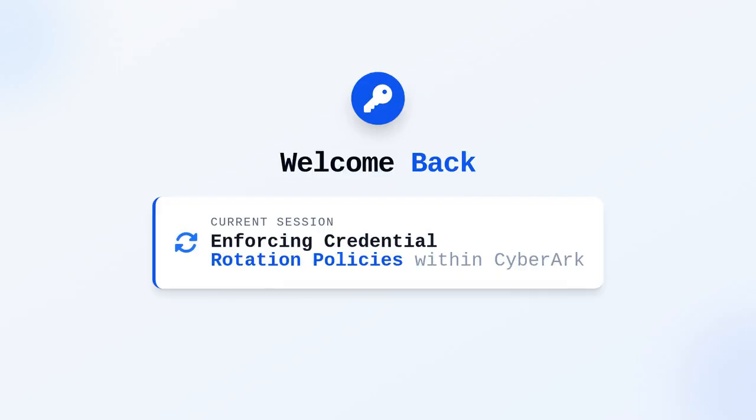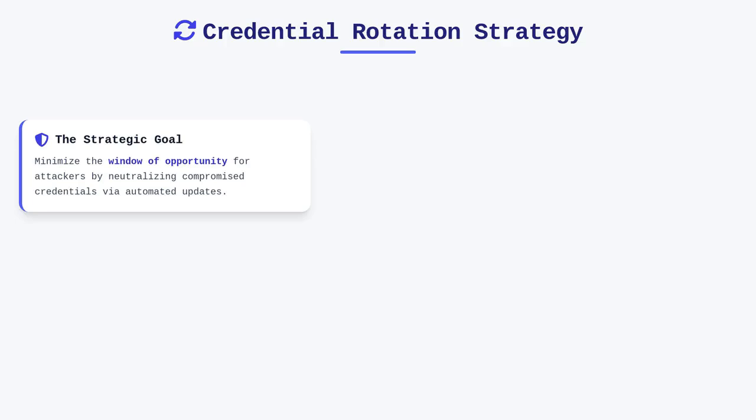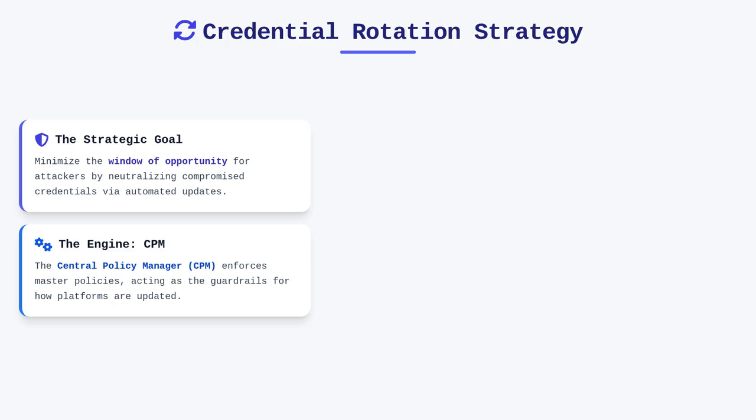Welcome back. In this session, we will examine the mechanics of enforcing credential rotation policies within the CyberArk environment. Credential rotation is the backbone of a robust, privileged access management strategy because it minimizes the window of opportunity for an attacker to leverage compromised credentials. Within the CyberArk platform, we manage this through the Central Policy Manager, or CPM, which dictates the frequency and manner in which passwords are updated on target systems.